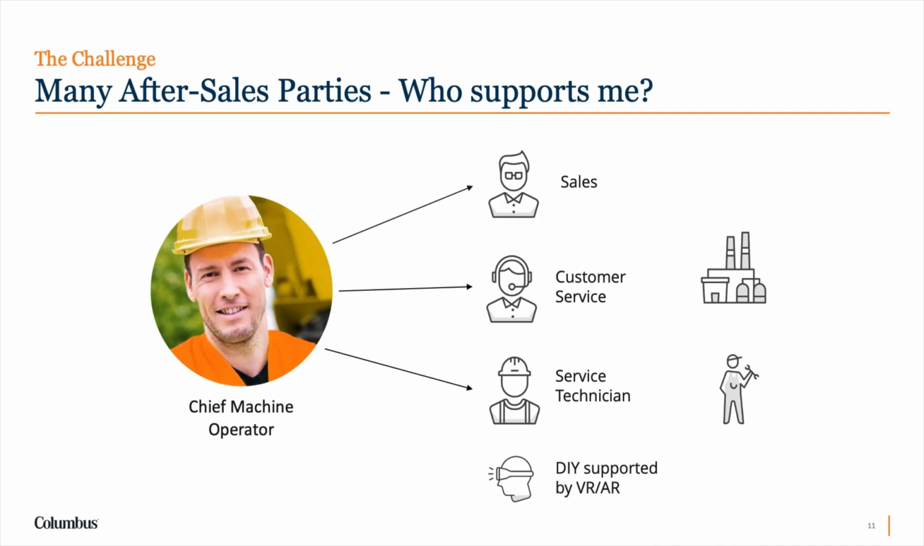At the same time, even if Bruce identifies the right partners, there are so many different contacts. How should I make sure that I get this part, that I get this service? Should I call my sales contact? Have I ever been in contact with my sales agent? Or should I call the customer service? Should I call the technician that was here last time? Should I look into the documentation and try to solve the problem by myself?